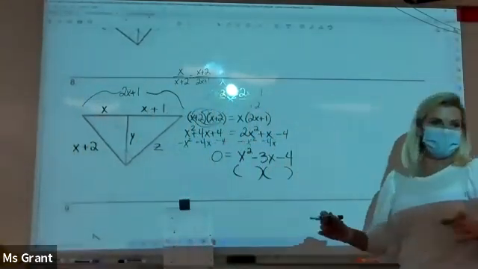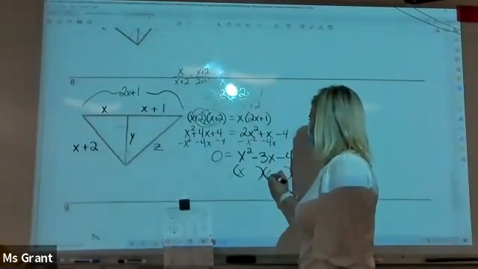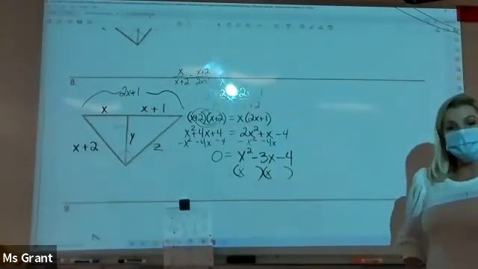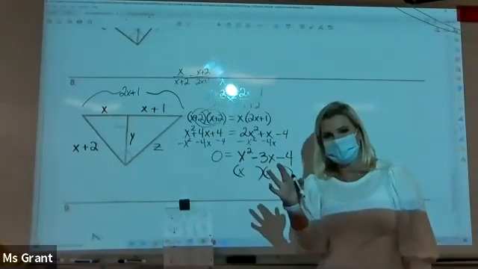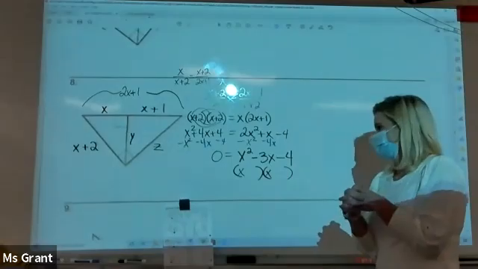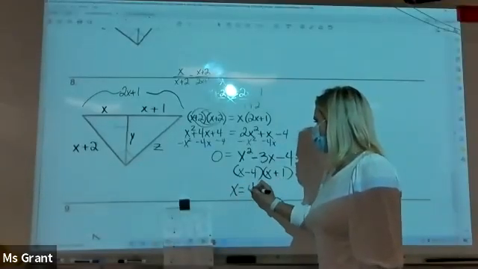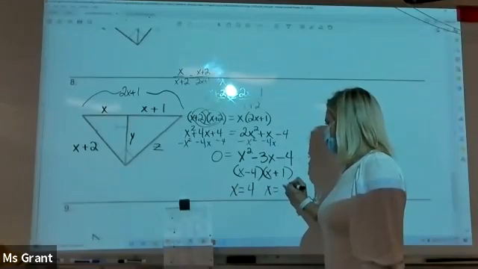Not done. Now I'm factoring. Algebra doesn't stop. Two numbers that multiply to make -4 and add up to -3. -4 plus 1. Very good.